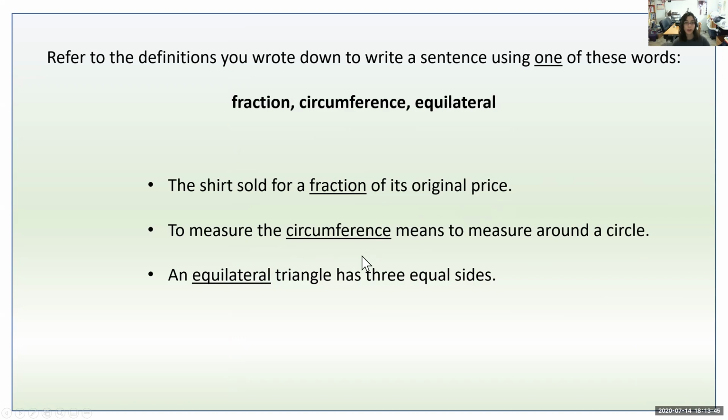For circumference, we have, to measure the circumference means to measure around a circle. Notice that circum means around, and I included around in the sentence. Then we have an equilateral triangle has 3 equal sides. Equi means equal, so we have equal right here. Lateral means sides, so an equilateral triangle literally has 3 equal sides. That's what the word translates to.